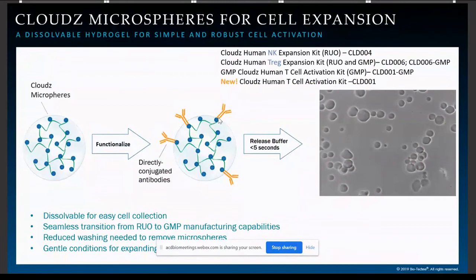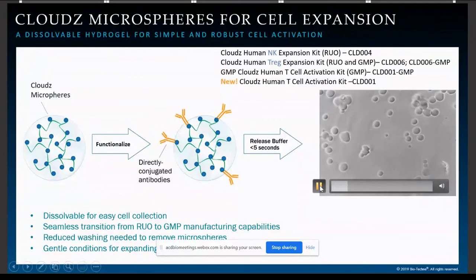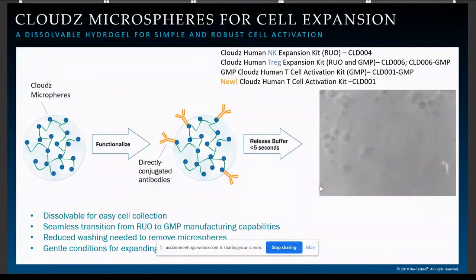And what's really unique about these hydrogels is that they readily dissolve with a specific release buffer in less than 5 seconds. So you can see here, these are the Clouds particles. And I'll play a short video. You can see that as the release buffer is added, those reagents completely dissolve away, and you can readily wash them away from your cells of interest. Right now, we have a variety of different kits available, both in GMP and RUO.